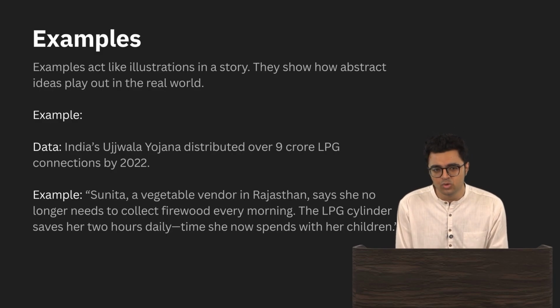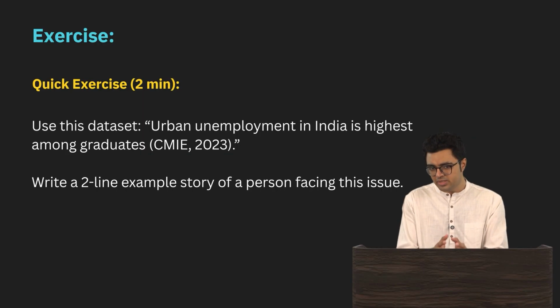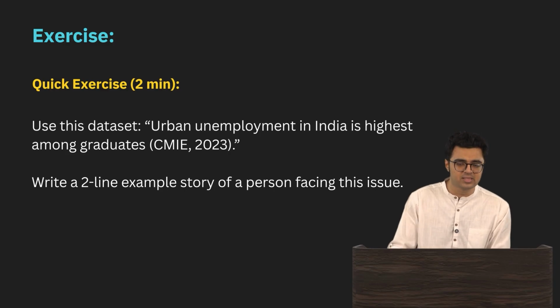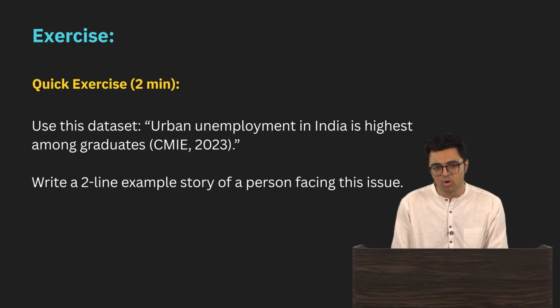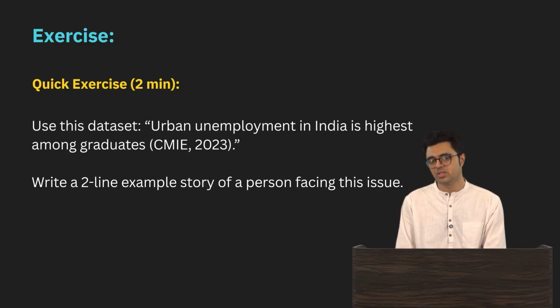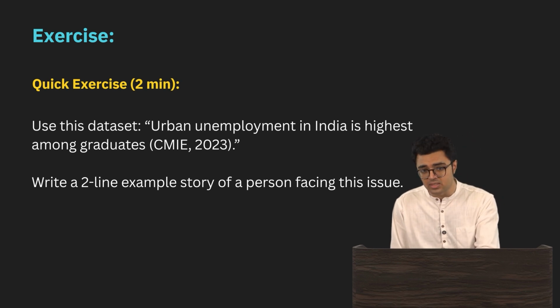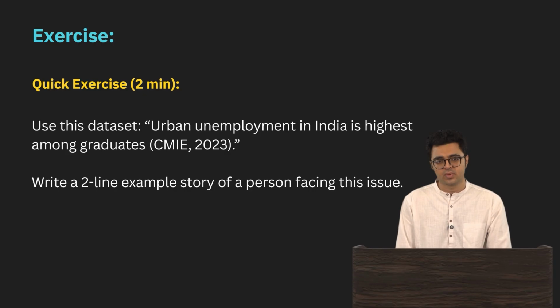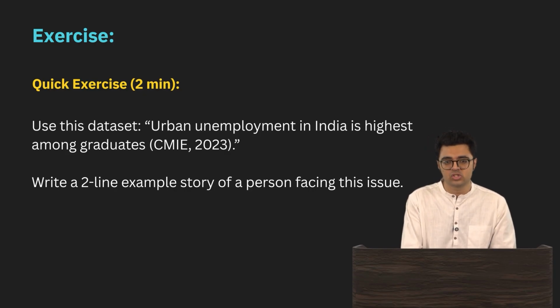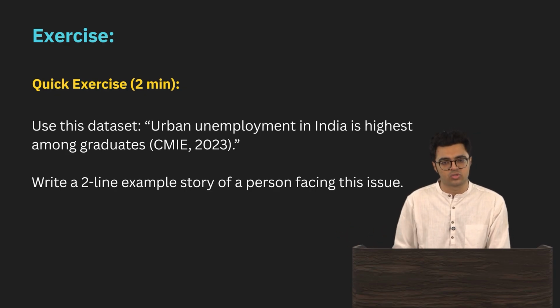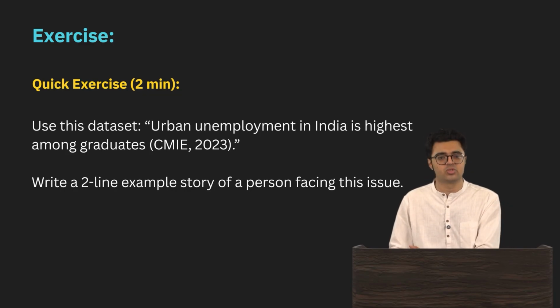Here's a quick exercise for you based on examples. Use this data set. Urban unemployment in India is the highest among graduates. This figure is from the Center for Monitoring Indian Economy in 2023. Write a two-line example story of a person who is facing this issue. You can go back to our lessons on creating a persona and then creating a narrative arc of that persona. That will help you understand how to turn examples themselves into stories.